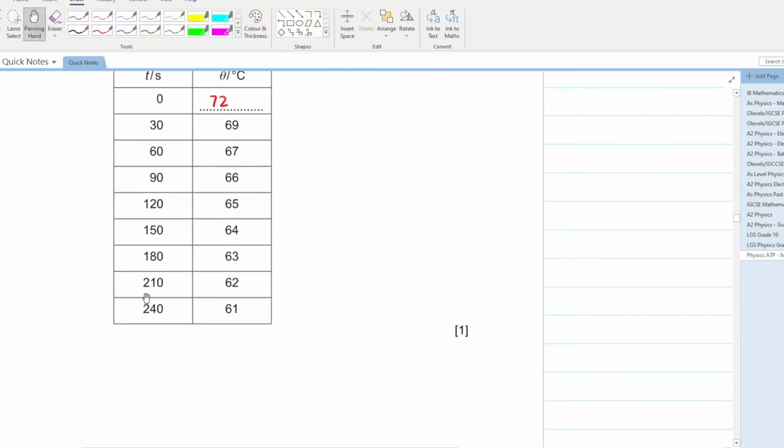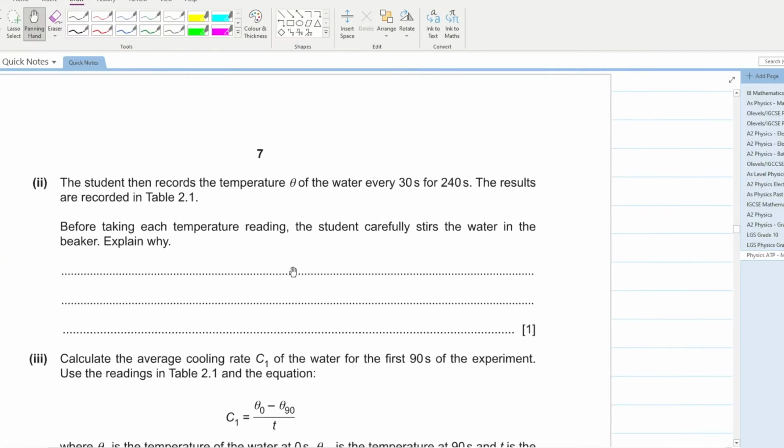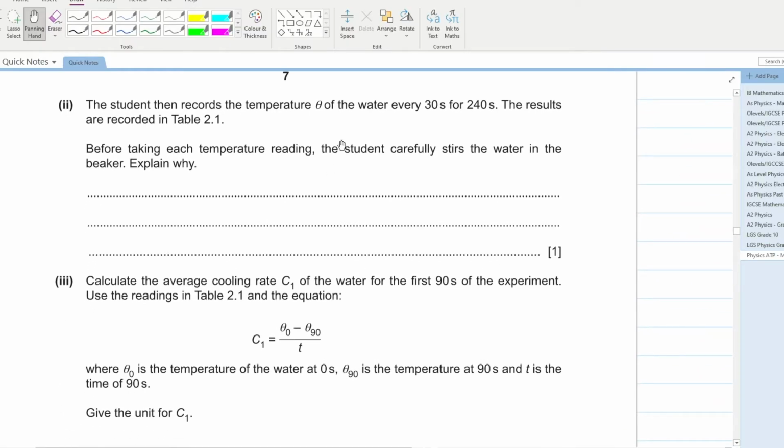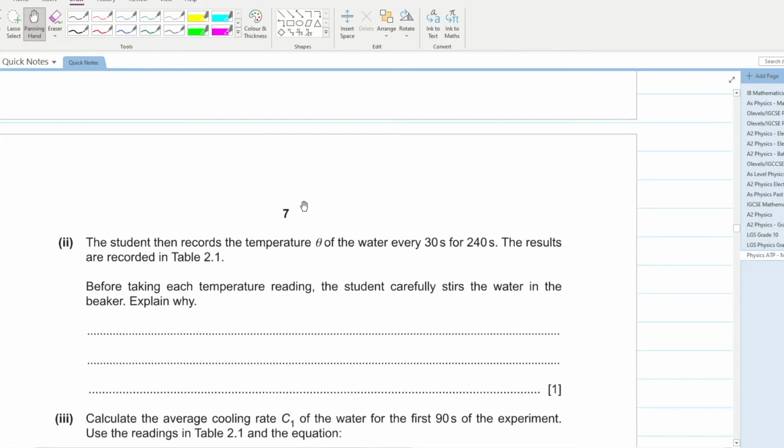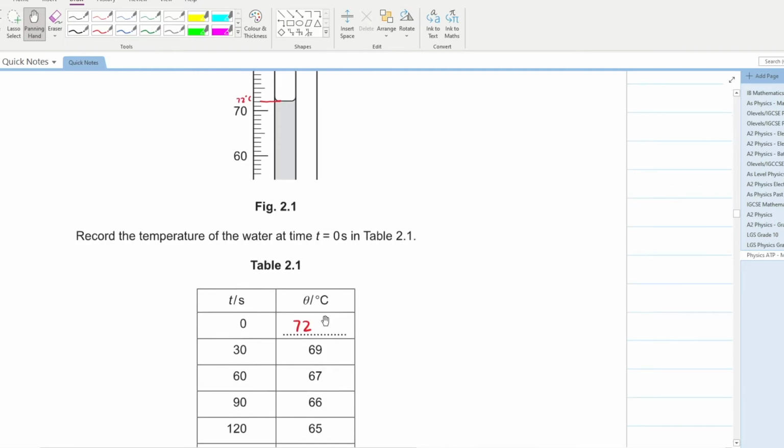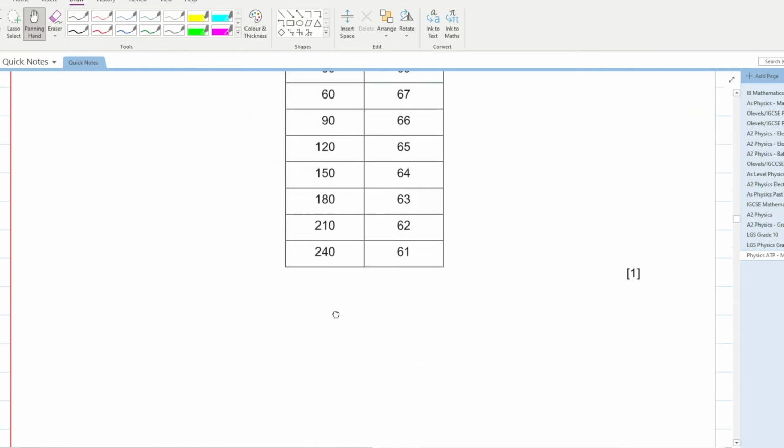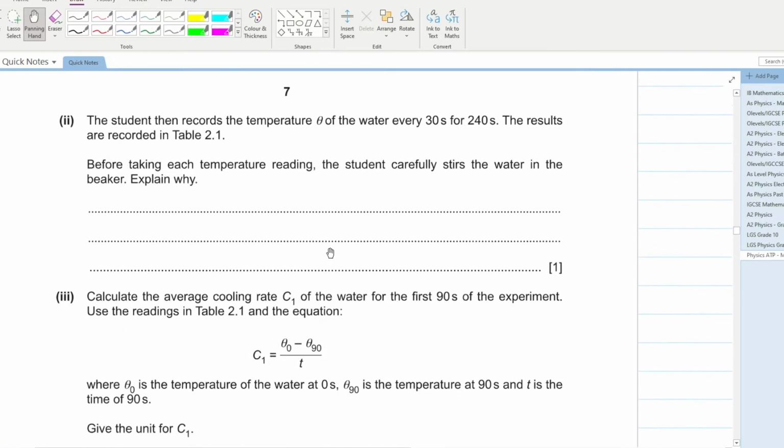Let's zoom out and continue this question. The student then records the temperature theta of the water every 30 seconds for 240 seconds. The results are recorded in table 2.1. Before taking each temperature reading, the student carefully stirs the water in the beaker. Explain why. Why does the student stir the water in the beaker before taking each reading?